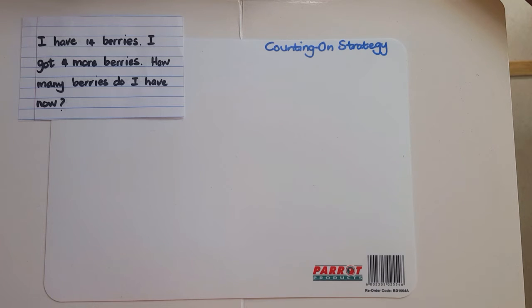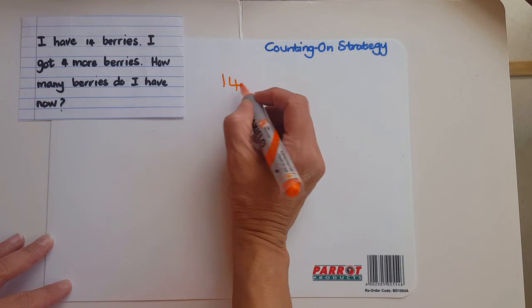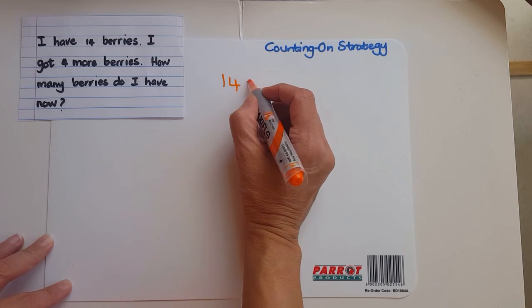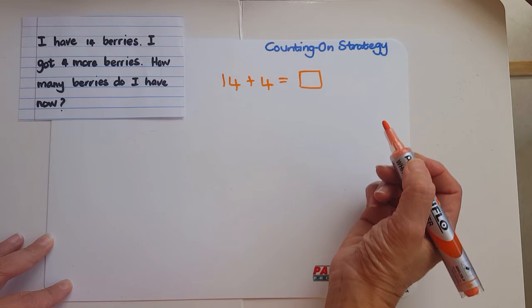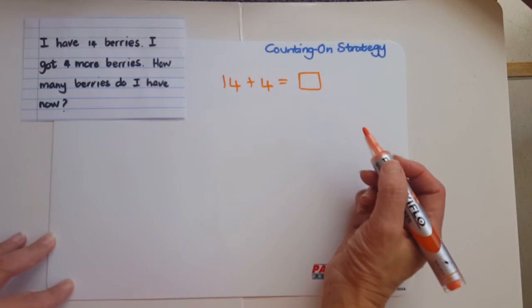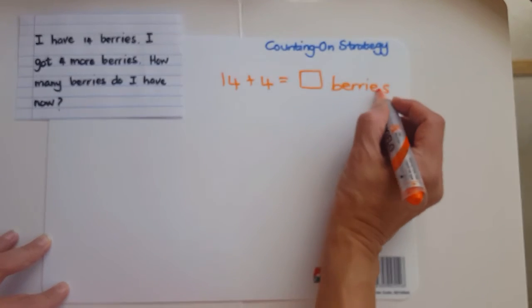So again, we need to understand the situation. Is it adding to, taking from, putting together, taking apart, or comparing? And in this case, it is adding to. So I'm going to write down my number sentence or number equation. 14, and I need to add 4 more, which is equal to unknown, and my unit is berries. So I'm going to write down my unit.